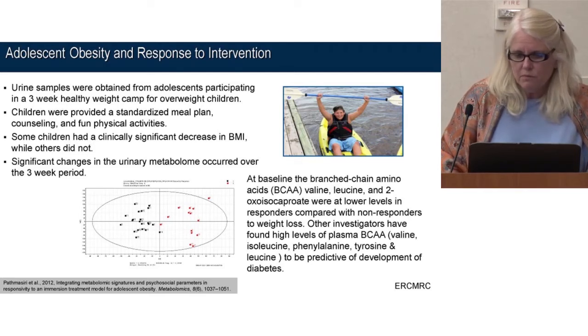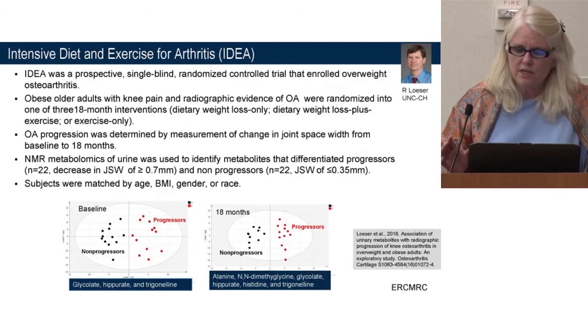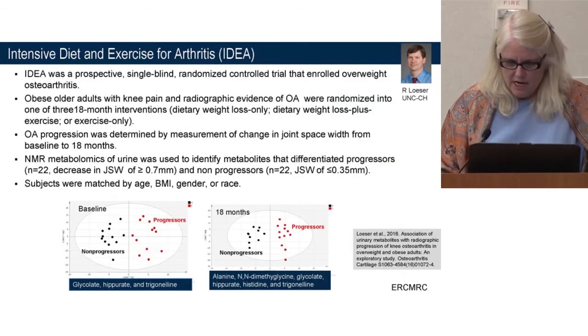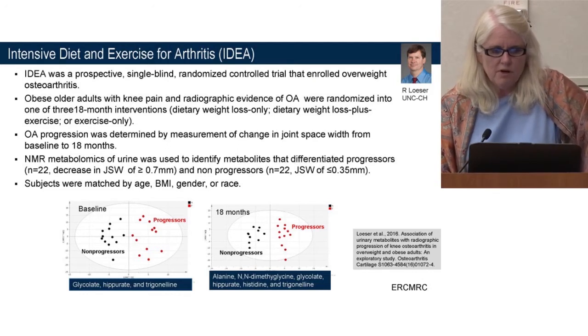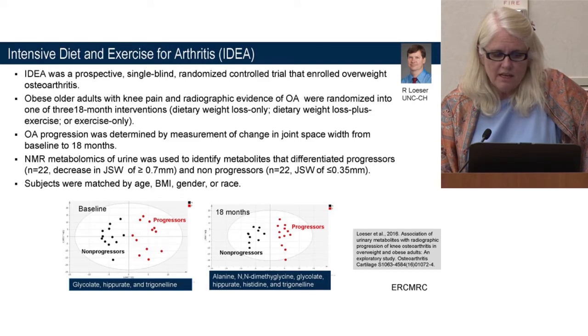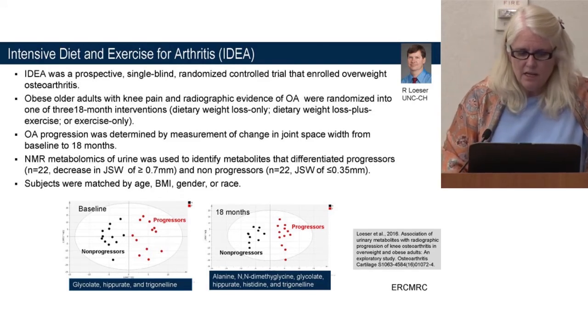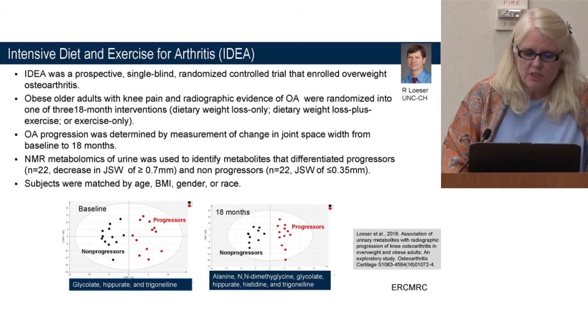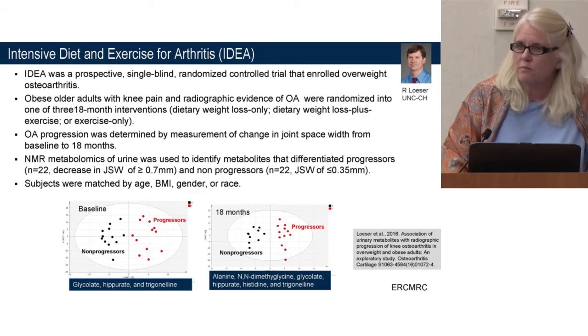We've also done some work with David Lozier at UNC Chapel Hill and diet and exercise programs. This one happened to be a diet and exercise program from the IDEA study, and it was looking at osteoarthritis. And we were able in that case also to see baseline levels of glycolate, hippurate, and trigonelline that were different in subjects who progressed or did not progress in the score of osteoarthritis. Again, clinically relevant in helping guide intervention studies.